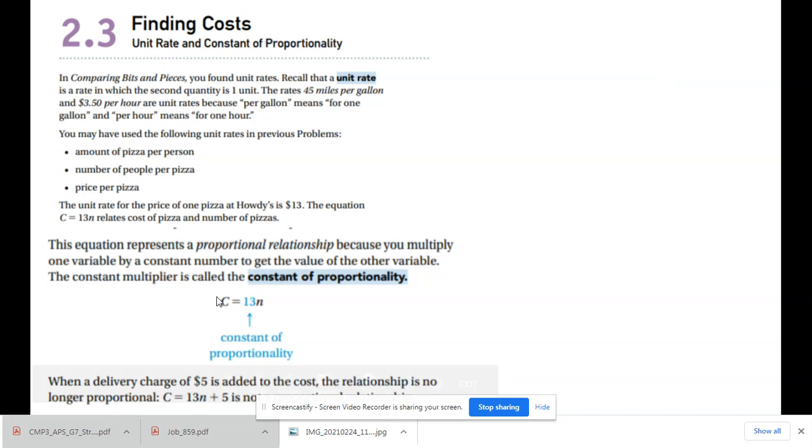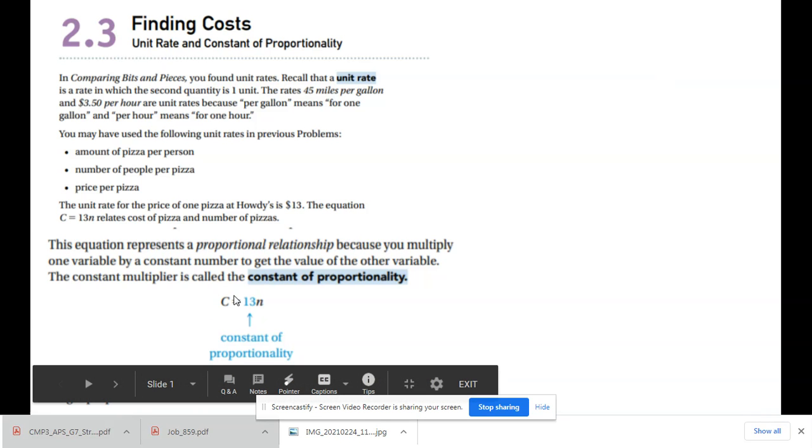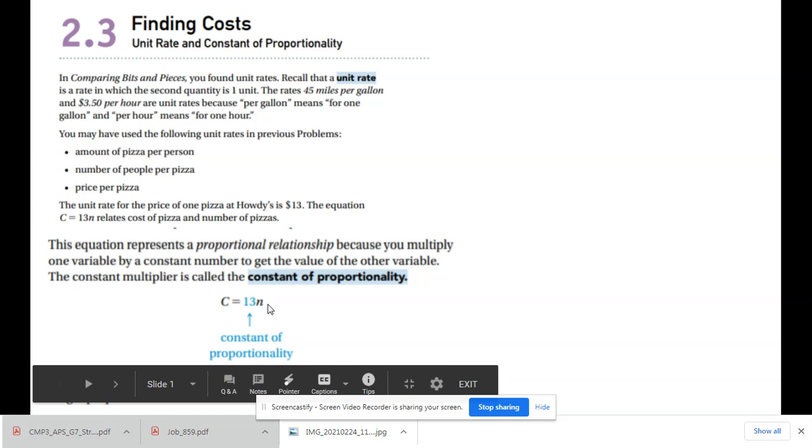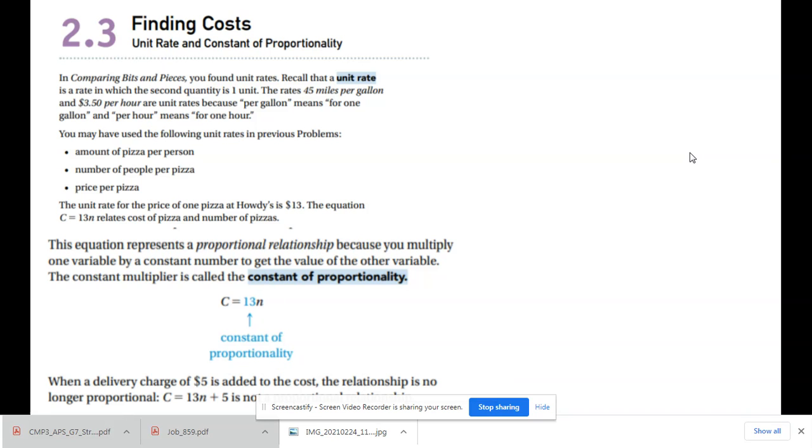So we know that this number, the cost, is going to change based on how this number changes. So one pizza is going to be $13. If we change that N to two pizzas, that would be $26, and so on and so forth. That 13 represents the constant of proportionality.